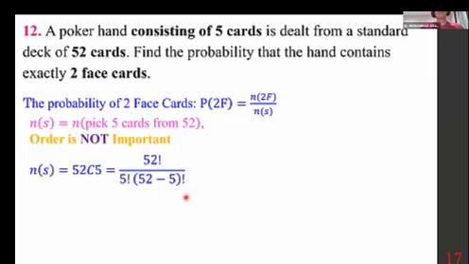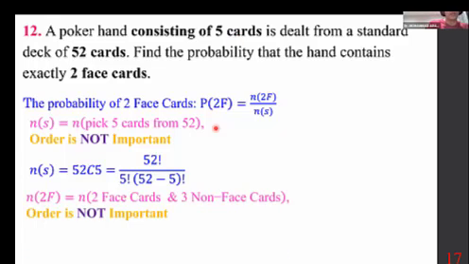Now, let's look at what we want to get. Find the probability that the hand contains 2 face cards. So we want n of 2 face cards, but if it's a total of 5, that means the other 3 are not. And again, it doesn't matter in what order we get it. So what is the numerator? N of 2 faces would be n of 2 face cards and 3 non-face cards. Order is not important.